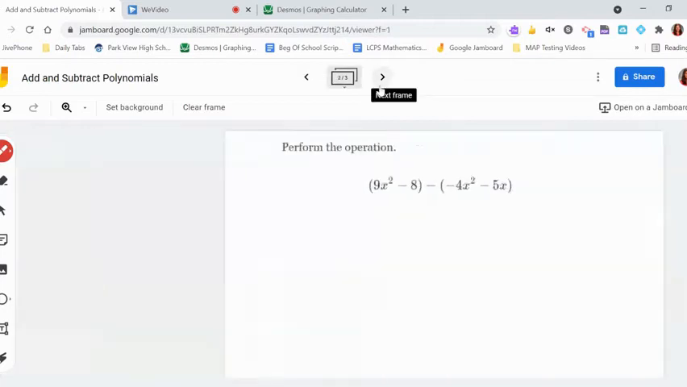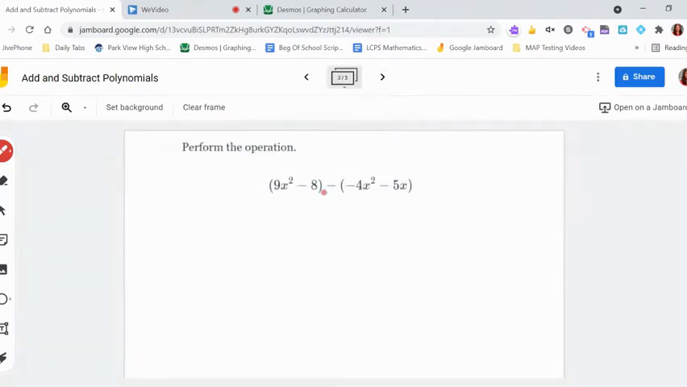Let's look at another example. This time I have subtraction. We're going to do the same thing, except we have to do one thing first. We're going to distribute this negative first. So negative 4x squared becomes a positive 4x squared. And the same thing here, negative 5x: two negatives when multiplied together give you a positive 5x. Now I can have my first parentheses, 9x squared minus 8.